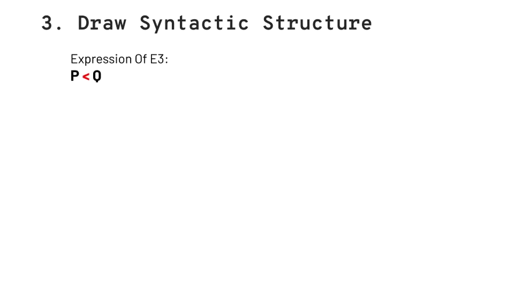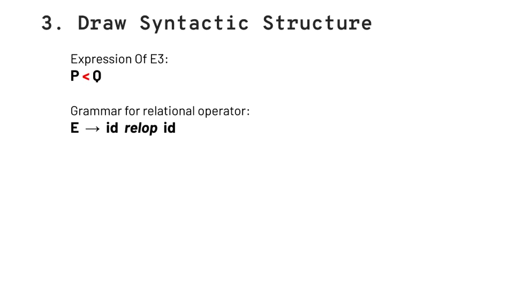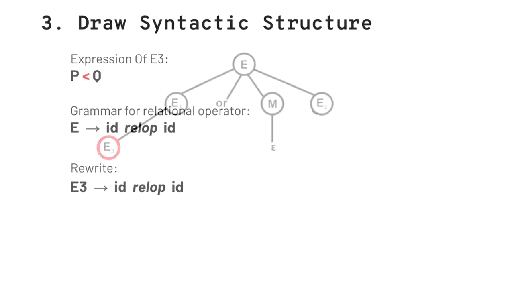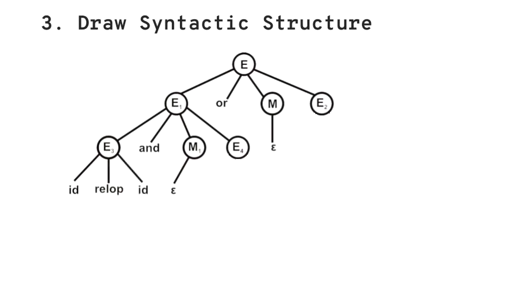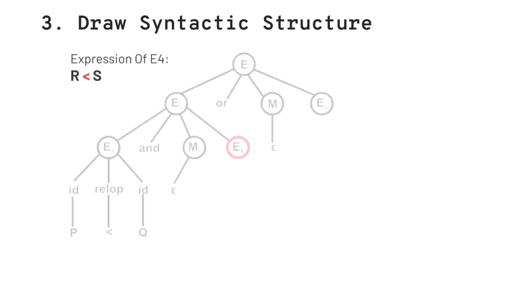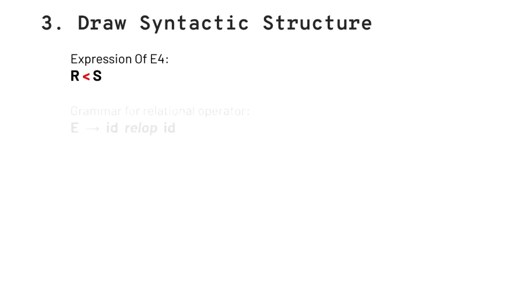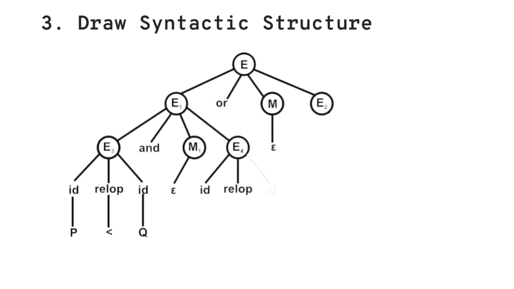The node E3 contains a relational operator less than. The grammar for the relational operator is E derives ID relop ID. The relop is the relational operator. Here the root node of the operation is E3, so we can rewrite the grammar as E3 derives ID relop ID. Here ID is associated with the terminal p, relop with the less than operator and the second ID with q. Let's go back up a node to node E1. Its child node E4 contains r < s. It is a relational operator where the related grammar is E derives ID relop ID. We can rewrite it as E4 derives ID relop ID. Here ID is associated with the terminal r, relop with the less than operator and the second ID with s.